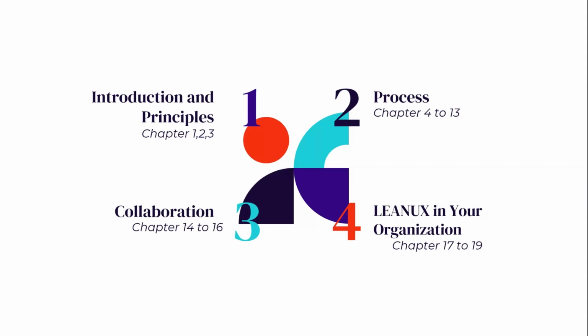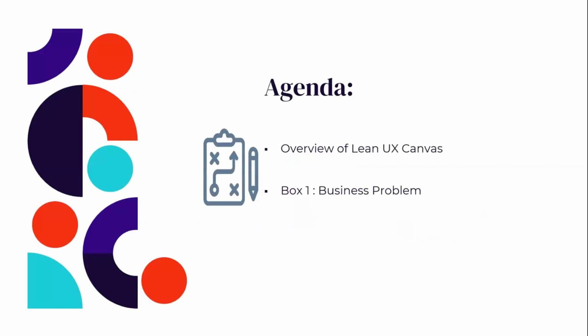We have already covered the first part. From today, I think we are going to start on the second part of the book, which deals with the process. So for today's agenda, I'm going to discuss an overview of the Lean UX Canvas. Basically, it is a tool designed for using the Lean UX process when we are implementing any projects or initiatives.